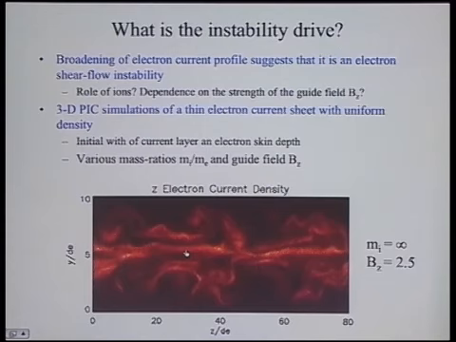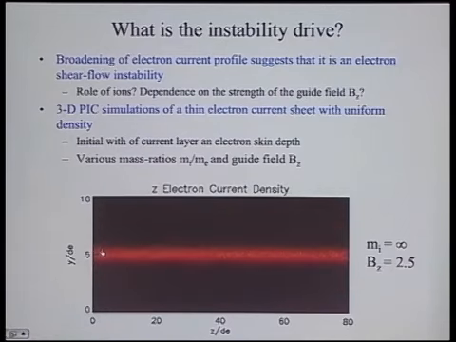Yes, we put in an electron skin depth scale current layer. So now the ions are out of the picture. So there really is a shear flow instability in a kinetic plasma. It's very strong.